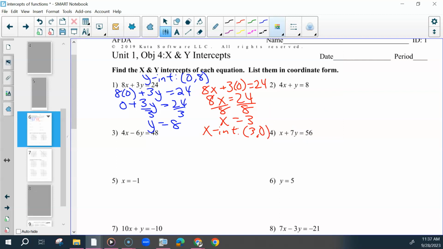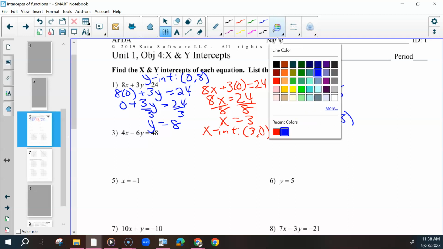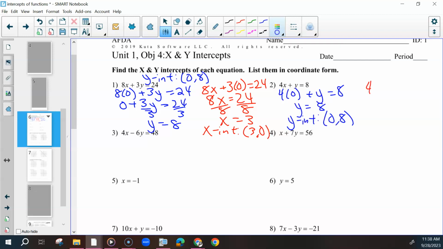Okay, so for number 2, if we do that same thing for the y-intercept, I put 0 in for x next to 4. The 4 times 0 goes away. We're just left with y equals 8. That is your y-intercept. There's no more work left to be done, except to write it as an ordered pair. But now for the x, we actually have to do the work. Same process, but now we're putting 0 in for y. You could just drop it and divide.